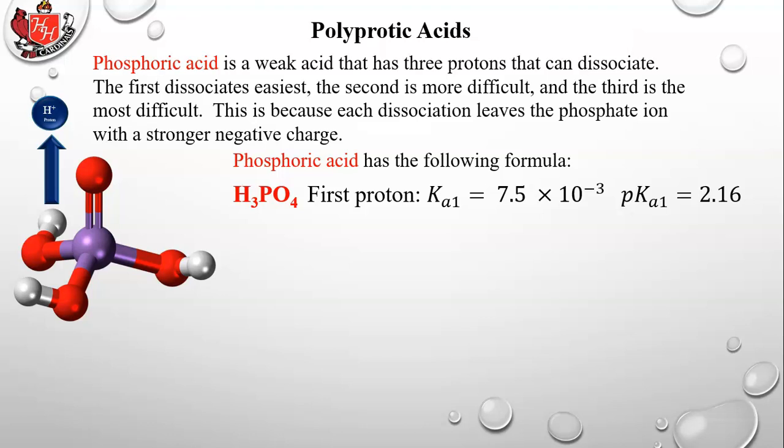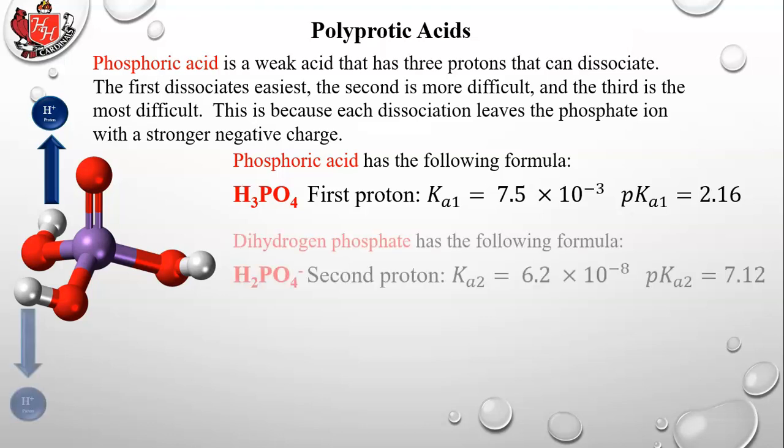The first proton, Ka1, is 7.5 times 10 to the -3, and that gives it a pKa1 of 2.16. So that's a weak acid. Even though it's the first proton to dissociate, it's still a weak acid. Dihydrogen phosphate has the following formula, H2PO4-. The second proton, Ka2, is 6.2 times 10 to the -8, and the pKa2 is 7.12. So as those pKa numbers get bigger, it becomes a weaker and weaker acid.